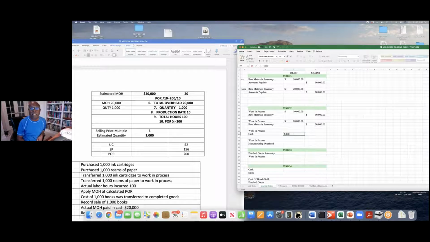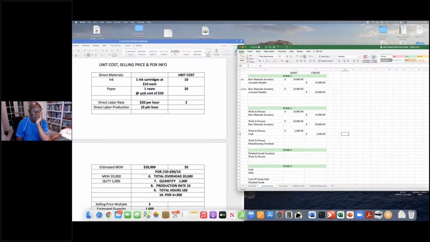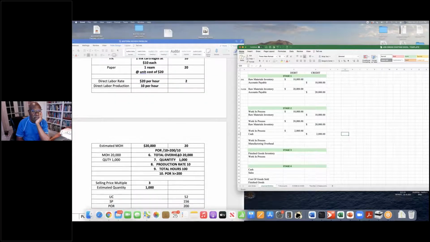Wait a minute. So on that step, I'm trying to make sure I get that one right. And that's for the work in process in cash. So we would just multiply the labor hours times the amount that they're getting paid. The labor rate, that labor rate, right. Okay. All right.